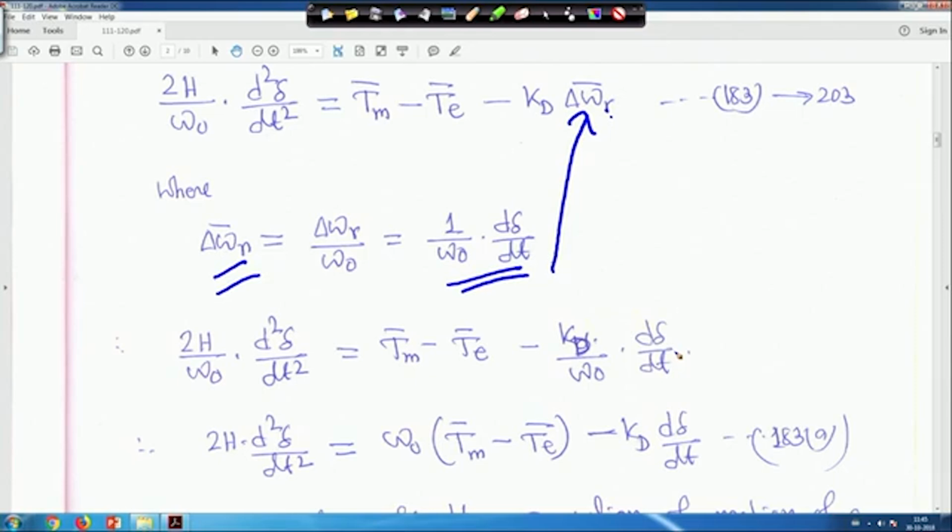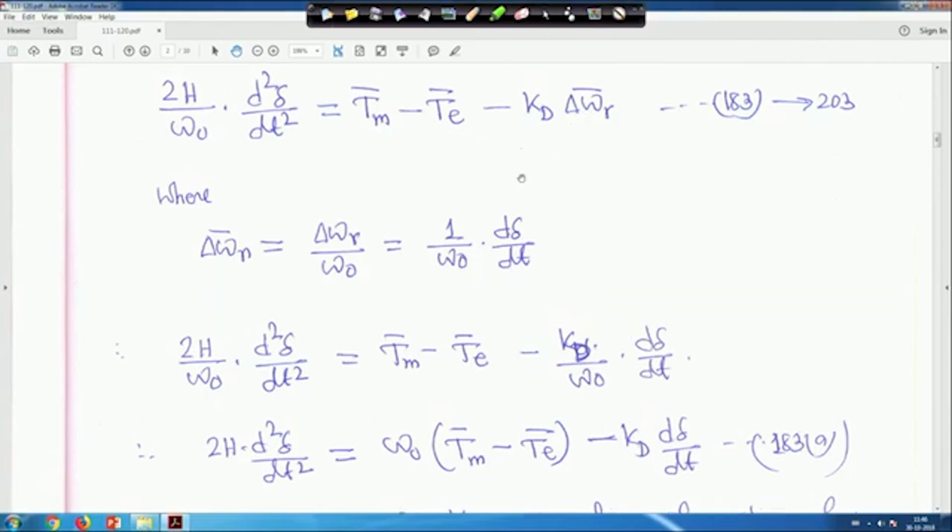Therefore, this equation is coming, it is here. Now both sides you multiply by omega 0. So, it will be 2H d square delta upon dt square is equal to omega 0 in bracket T m bar minus T bar minus k d into d delta by dt. If you multiply both sides by omega 0, this omega 0 will be cancelled. So, minus k d into d delta by dt. This is equation 183a.